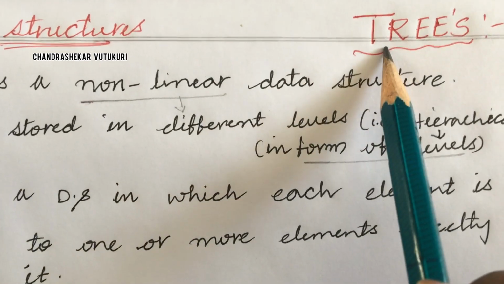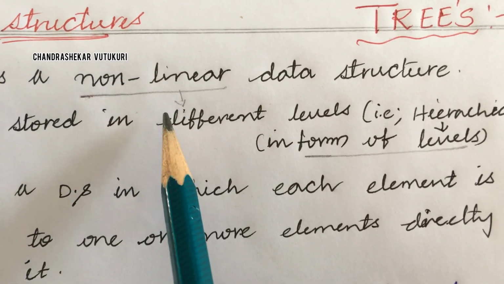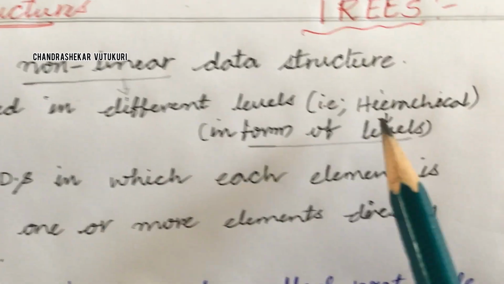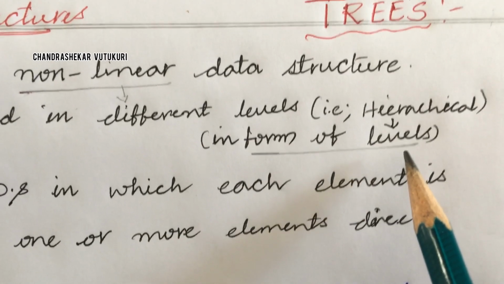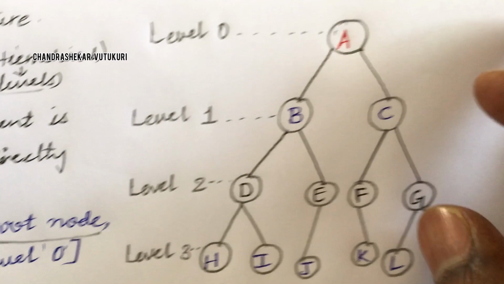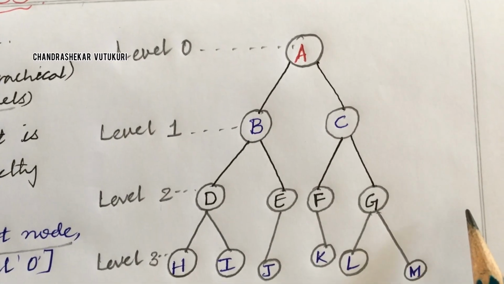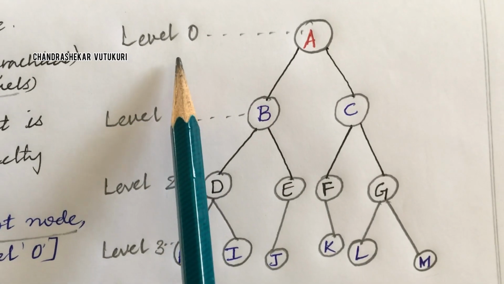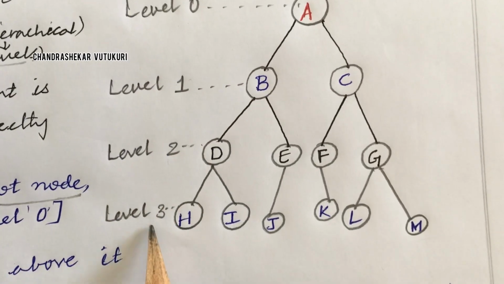Not only trees, even graphs are part of non-linear data structures, which I am going to discuss in the coming videos. Here hierarchical means that in the form of levels we are going to work out the non-linear data structures. Let's look at an example. This is a tree, dear students. If you look here, it has certain levels starting from 0, 1, 2 and 3.